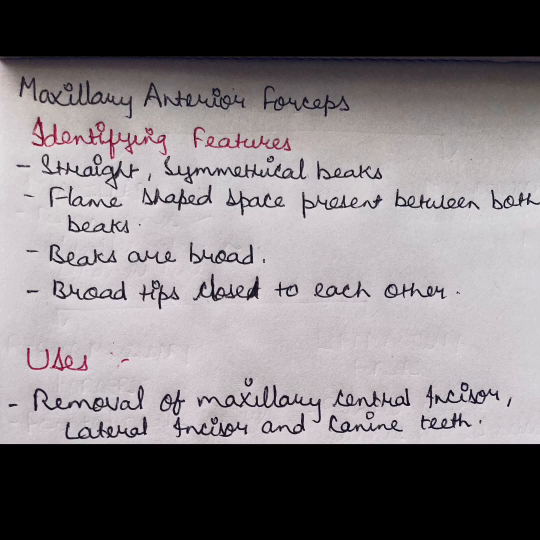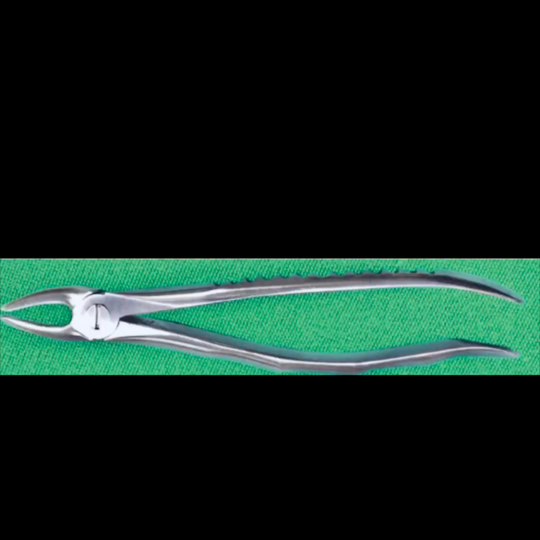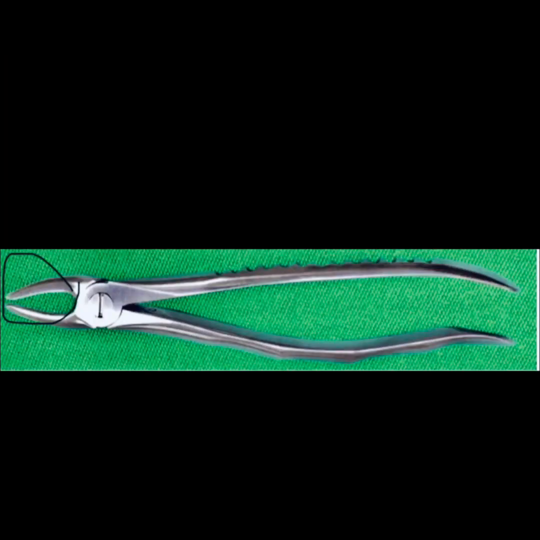Maxillary anterior forceps. How will you identify? Number 1 point. You will find that the beaks are broad and the broad tips are close to each other. Second, a flame shaped space you will see between both beaks, and the beaks will be symmetrical. These are used for extraction of maxillary central incisor, lateral incisor, and canine. This one is maxillary anterior forceps.